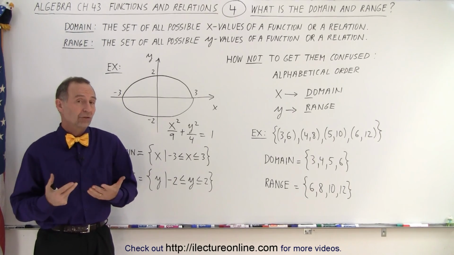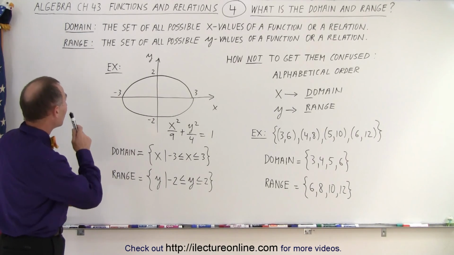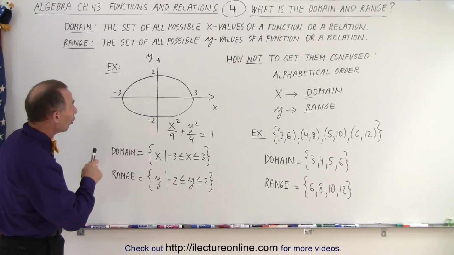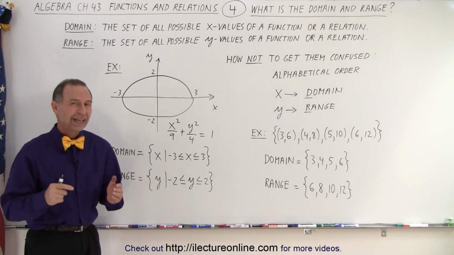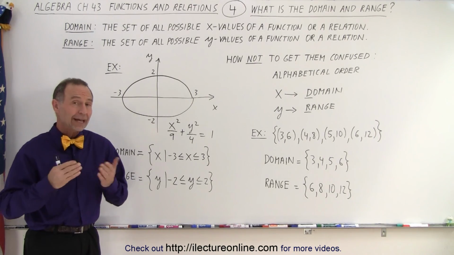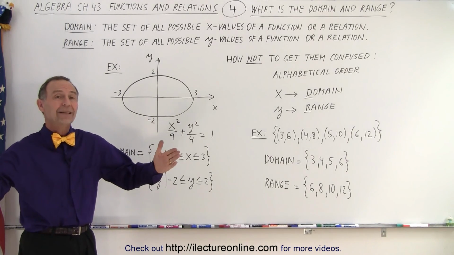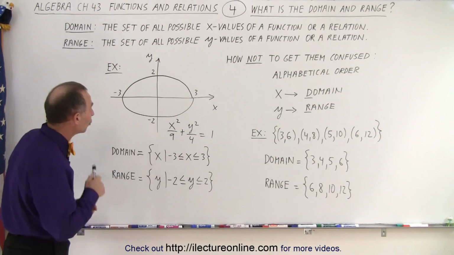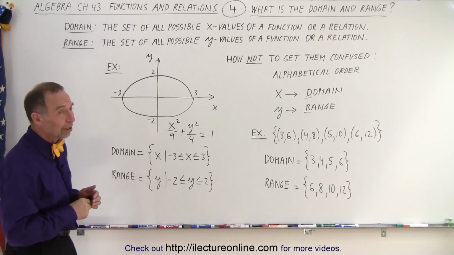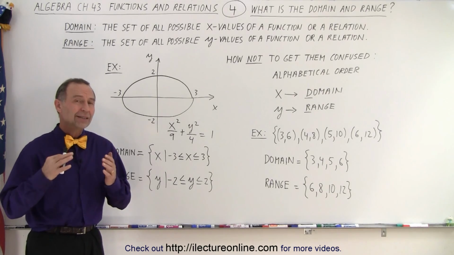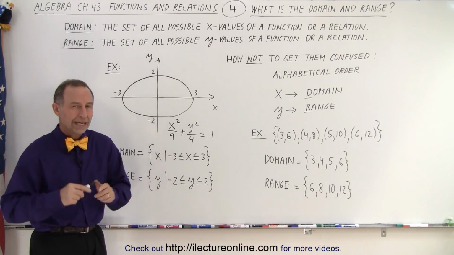Now let's move on to the concept of the domain and the range, and this applies to both relations and functions. It doesn't matter. By definition, the domain is the set of all possible x values of a function or a relation. In other words, every number that x can be equal to is part of the set called the domain. And the range is the set of all possible y values of a function or relation. So every value that can be associated with y, that set is called the range.